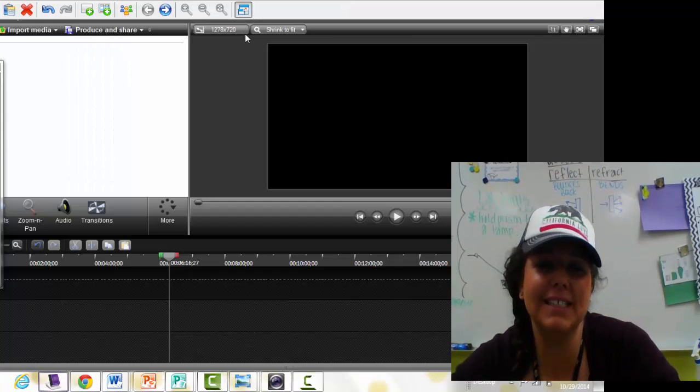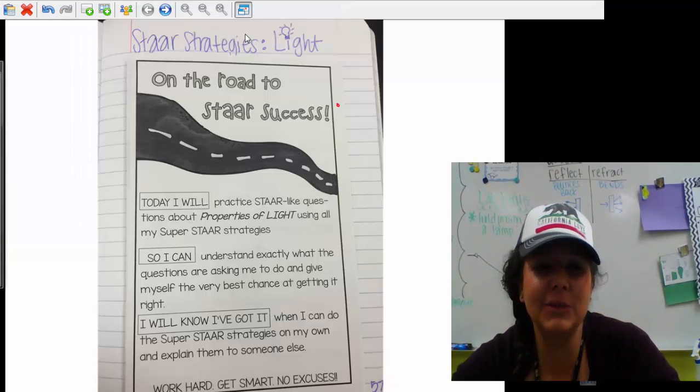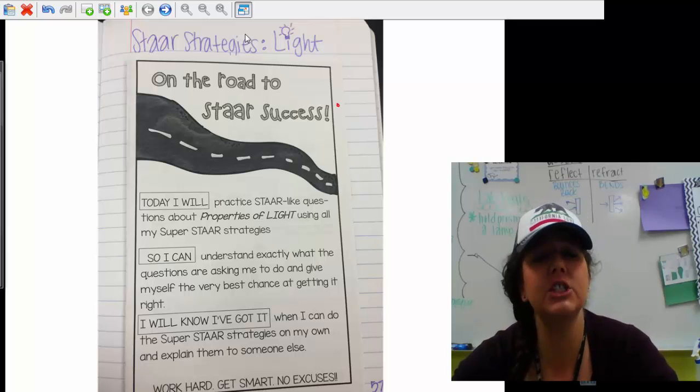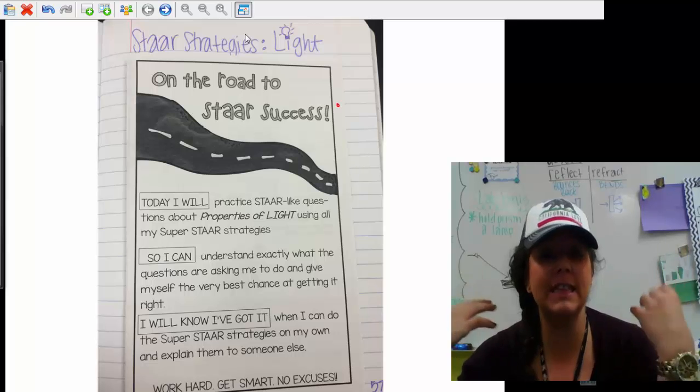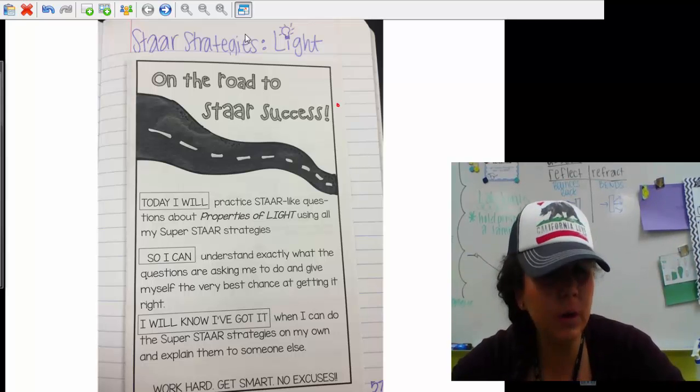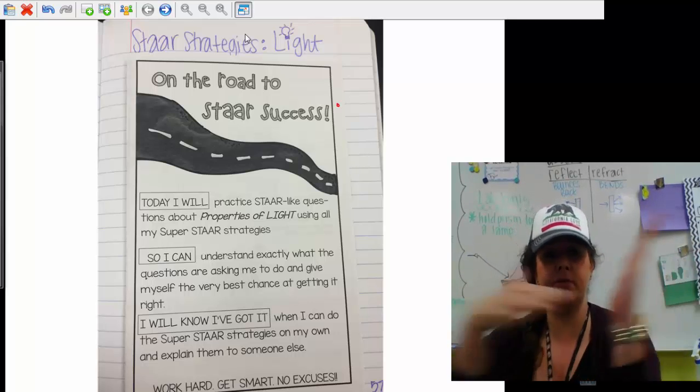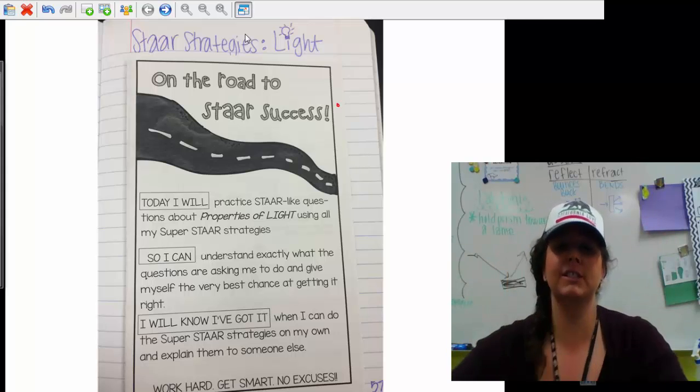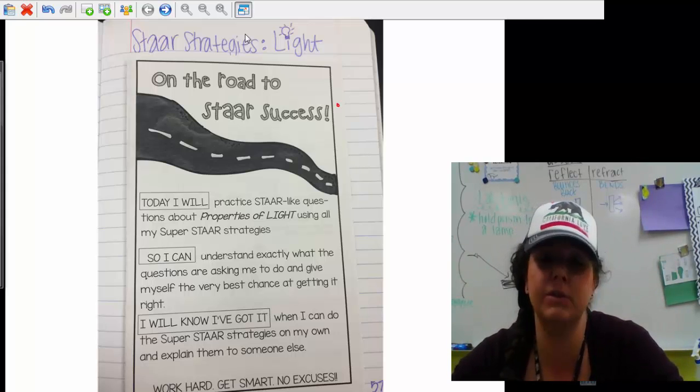Hello, my awesome scientist. So tonight we are going to look at some superstar strategies that we need to do anytime we come across a problem that involves light. And remember, our two big words when we talk about light are going to be reflection and refraction. So very quickly, let's review the meaning of those two words.